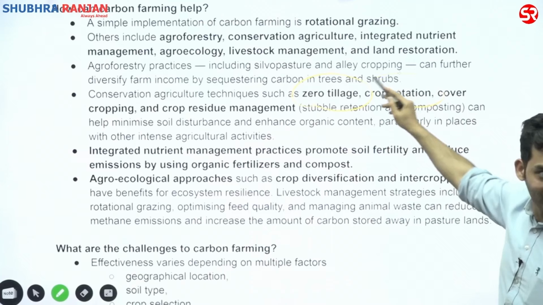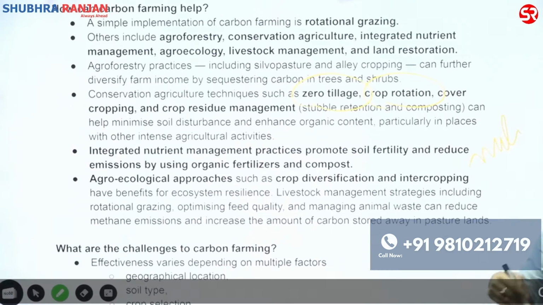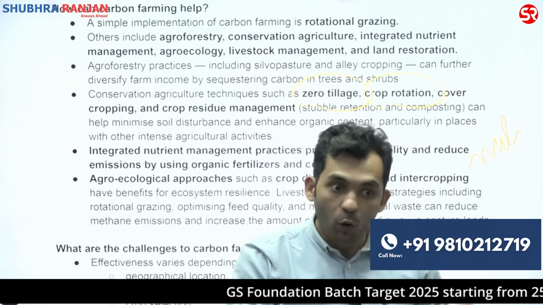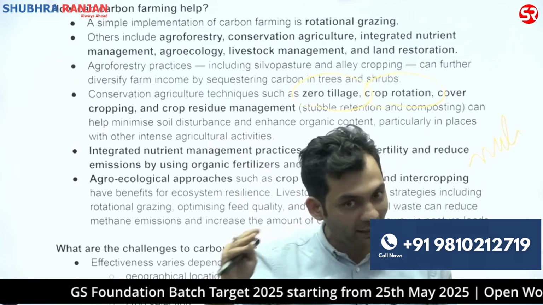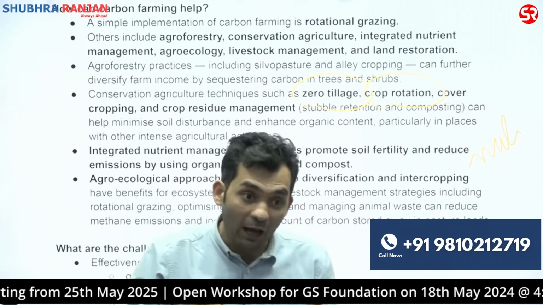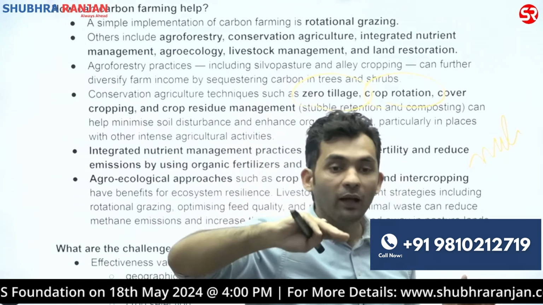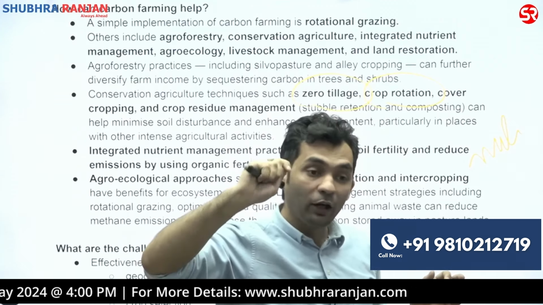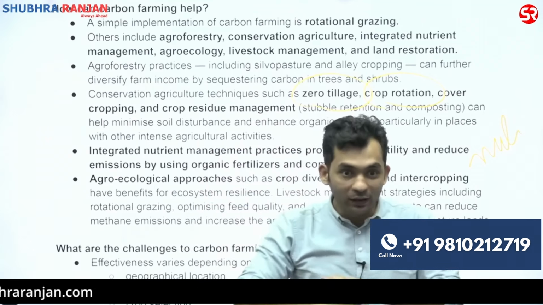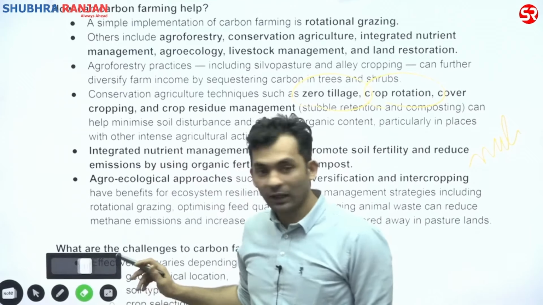Okay. Again, I just told you, you can also undertake zero tillage, or crop rotation, or mulch covers, mulch cropping, or you can leave the residue of the crop in the field itself, right? All these come under sustainable agriculture practices. They also help in carbon farming, or reducing carbon from the environment, or helping reduce the greenhouse gases in the environment, right? All these sustainable practices are part of what? Carbon farming.